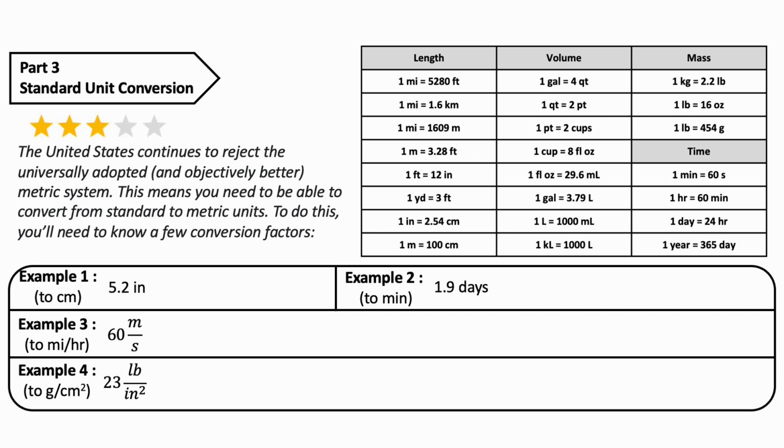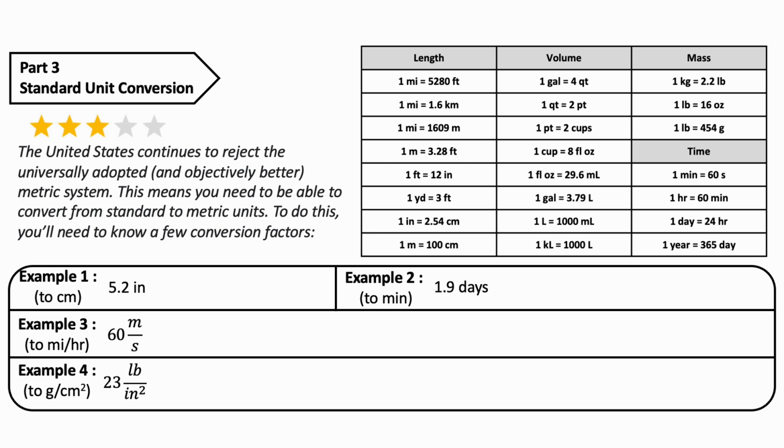So let's take that first example. If I have 5.2 inches and I want to go from inches to centimeters, we scan our table on our length side of this table. We're looking for inches. First thing I see with inches is 1 foot is 12 inches. Not exactly what I want. The only other unit with inches in there is 1 inch is 2.54 centimeters. Bingo, that's the one I want to use.